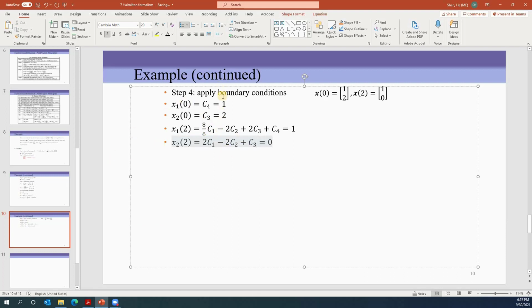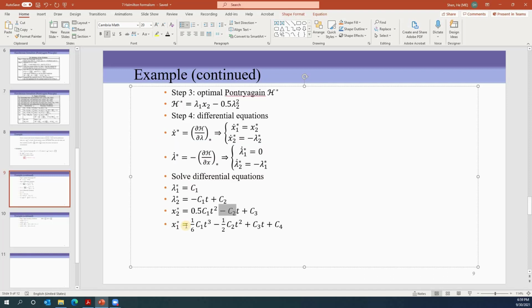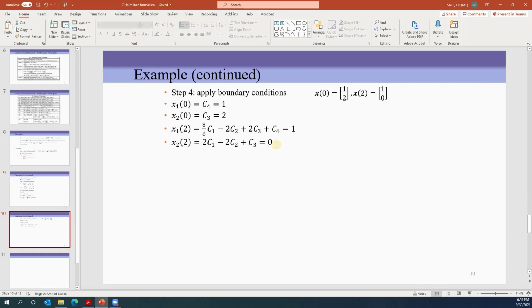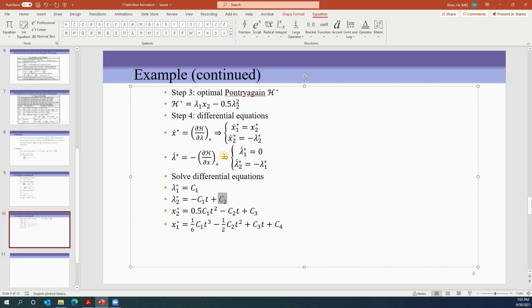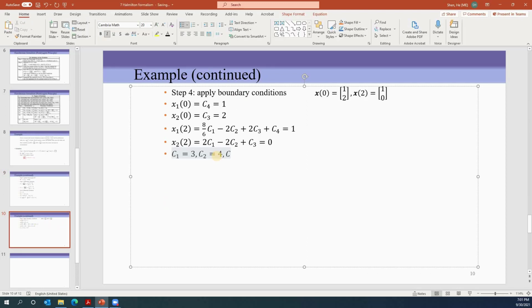So now we have 4 equations with these 4 constants that need to be solved. We can solve them, right? So we already have C4 and C3. So C1 is equal to 3. C2 should be 4. And C3, we already have that. C3 is equal to 2. And C4 is equal to 1. We already have these 2.